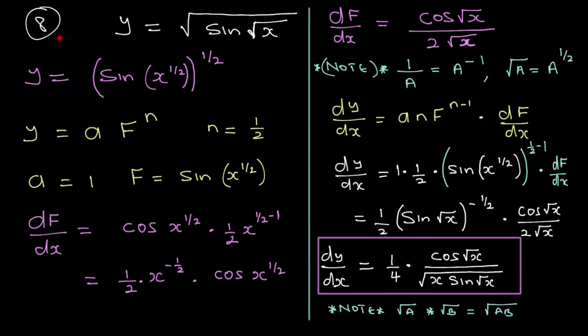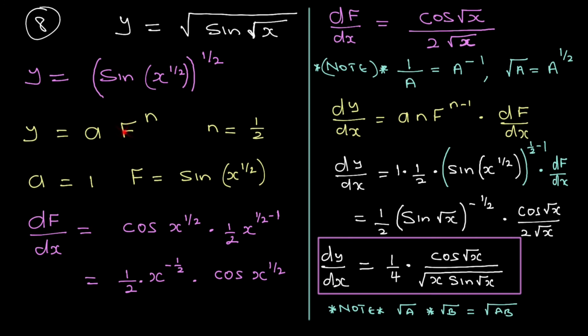For question 8, it's a bit more challenging. So you have to convert the y equals root sine root of x. You change the roots into their exponents. So there will be y equals sine x to the power of a half, and all to the power of a half. So you have to change that to their indices. And therefore you get y equals a f to the power of n. That's what we've got here.